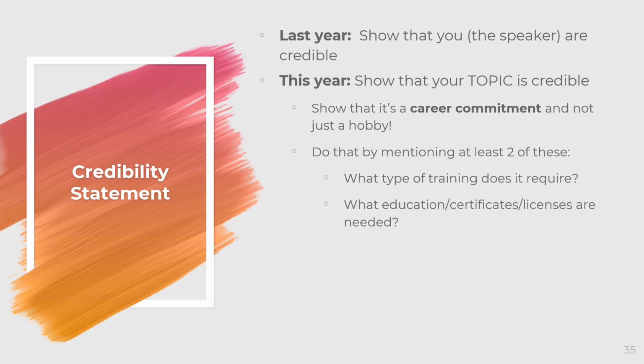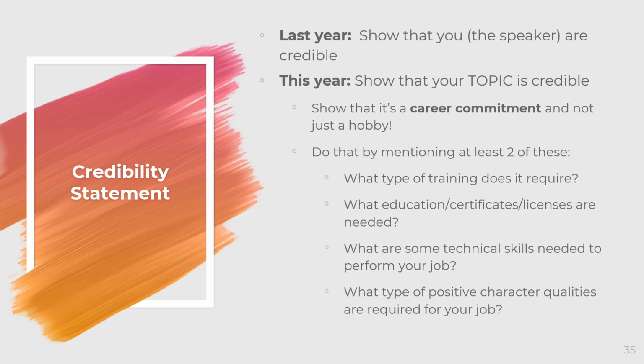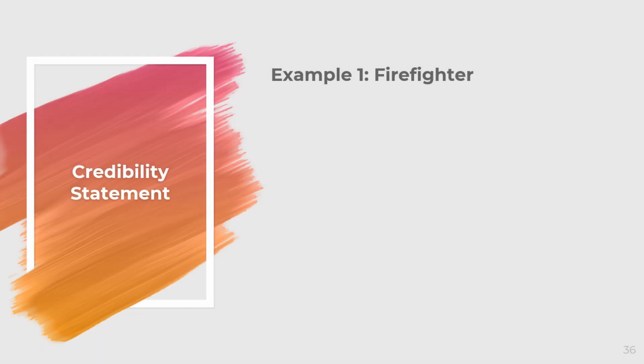What education, certificates, or licenses are needed to fulfill that job? What are some technical skills needed to perform your job? What type of positive character qualities are required for your job? And what type of sacrifices are involved in your job? All of these will make your audience believe that your job is a credible career. Let's look at some examples.